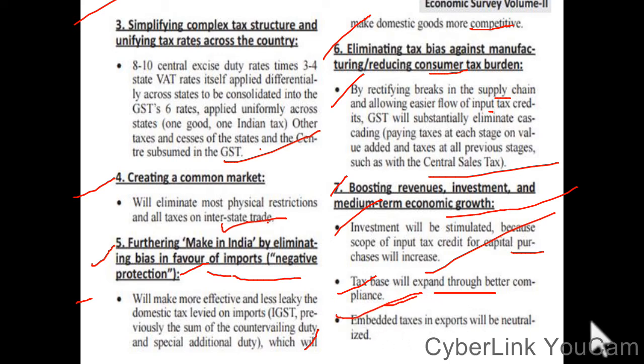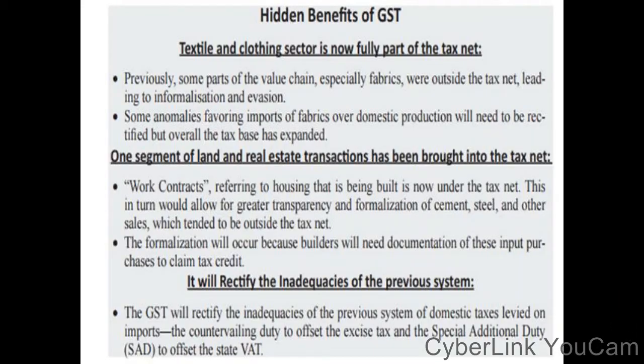Embedded taxes in exports will be neutralized. Hidden benefits of GST: the textile and clothing sector is now fully part of the tax net. Previously, some of the value chain, especially fibers and fabrics, was outside the tax net, leading to evasion.